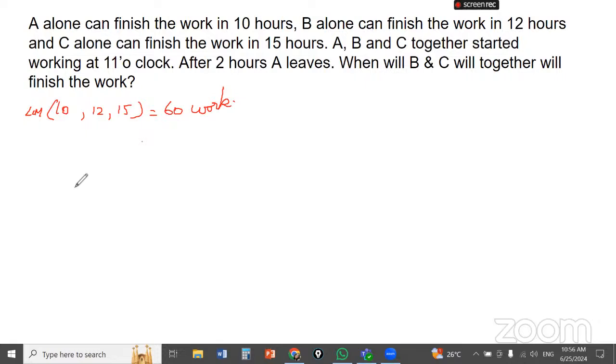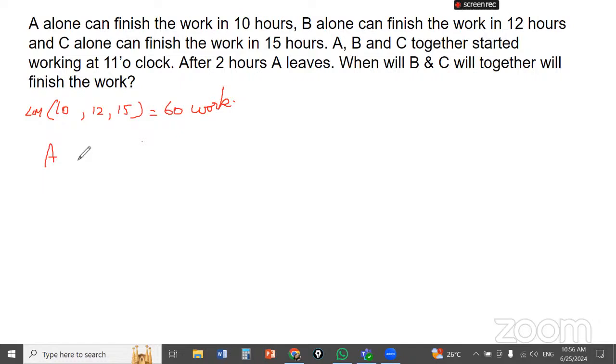Sam, no, the answer is wrong. They are not asking the total time. They are asking how much time will B and C together take to complete. B and C's time alone is enough. No need to add the 2 hours with the one which you find. And they have not asked the time also. If they ask the time, you can go for it. So they have to complete 60 work.